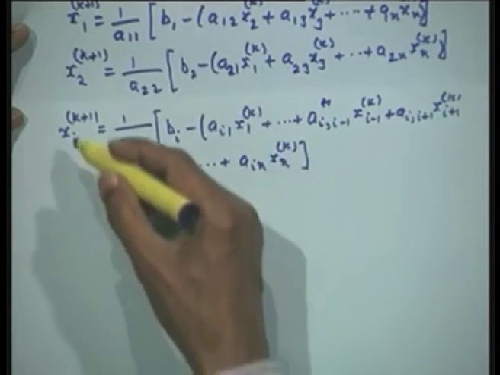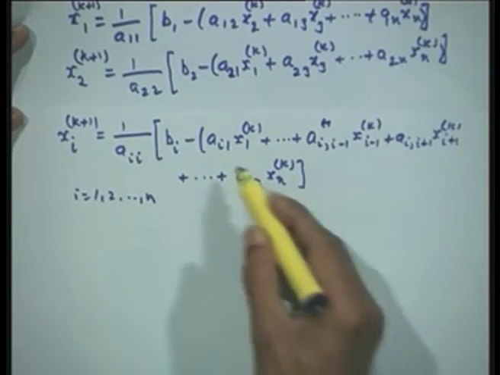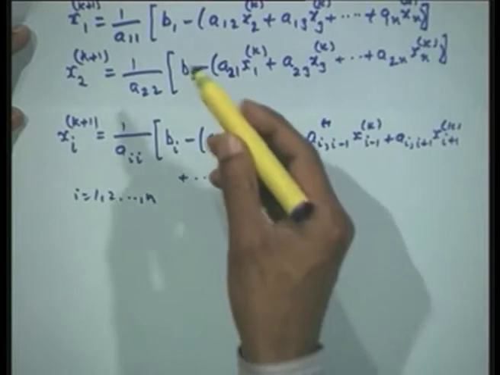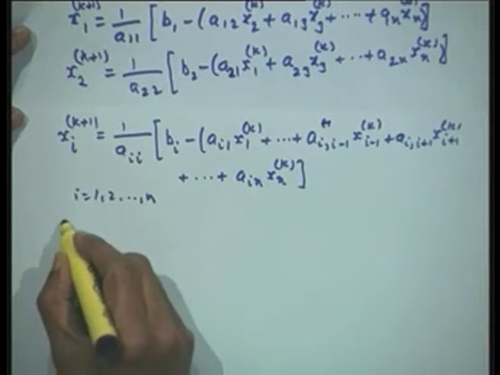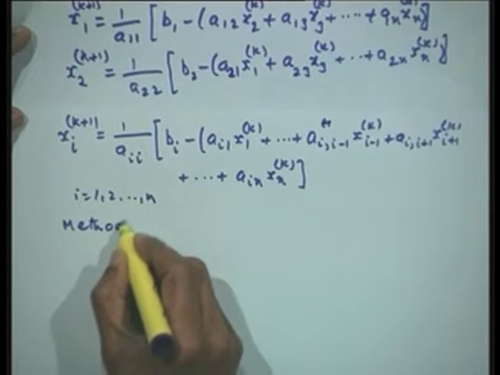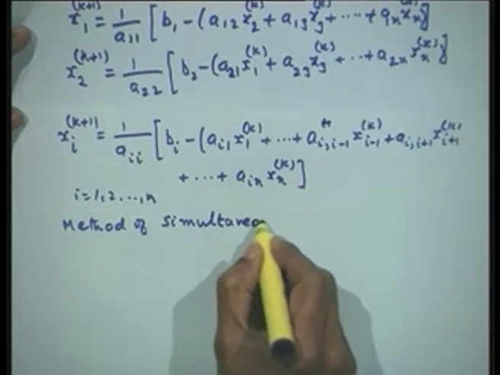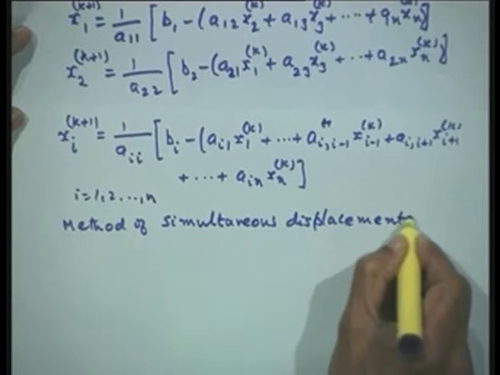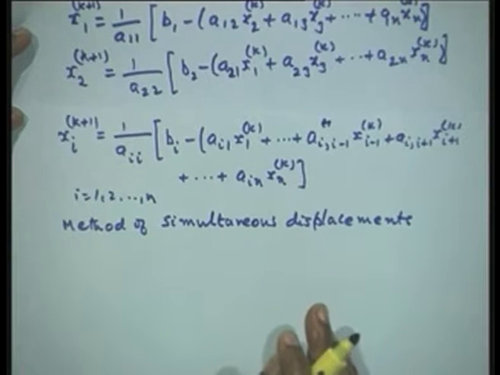If you write down the entire system in this fashion, for i = 1, 2, 3, ..., n, all of them are simultaneously being displaced on the right hand side by the previous estimate, the previous value. Therefore, sometimes the Jacobi iteration method is also called the method of simultaneous displacements. We are replacing the right hand side simultaneously, therefore it is called the method of simultaneous displacements, because some books do use this phrase, simultaneous displacement, in place of the Jacobi iteration method.